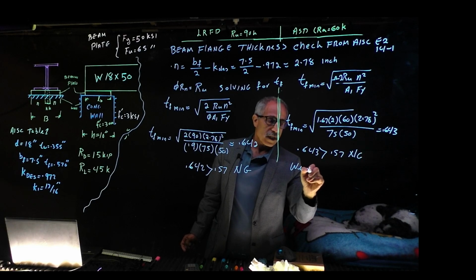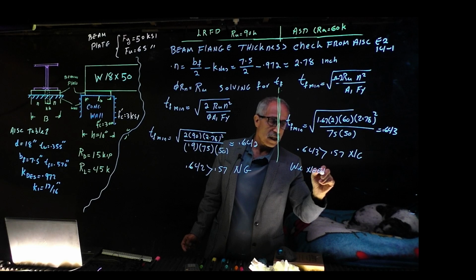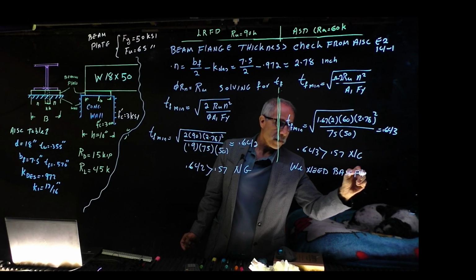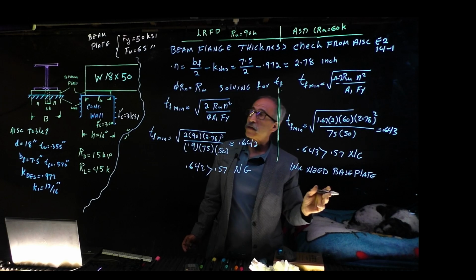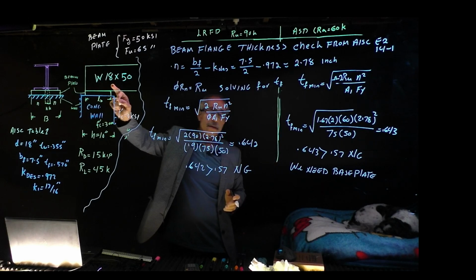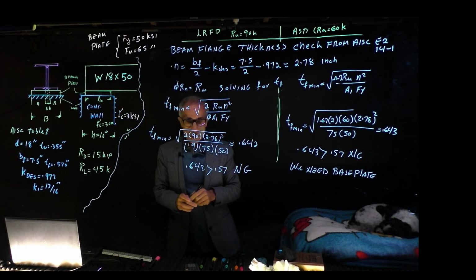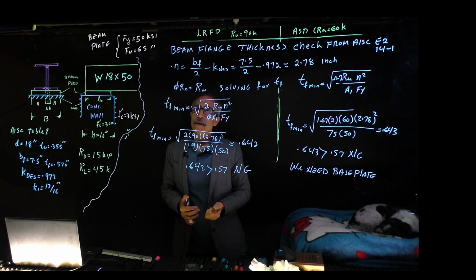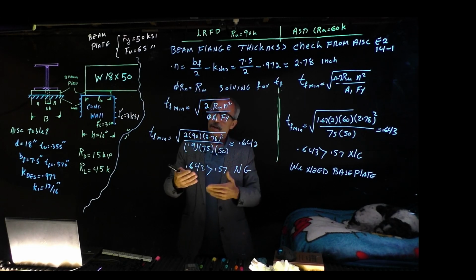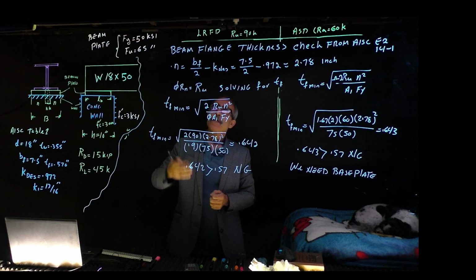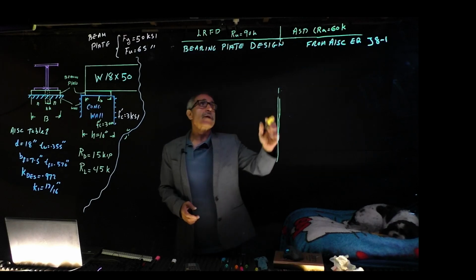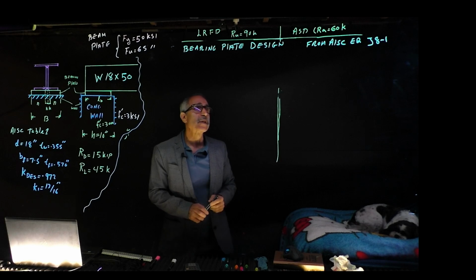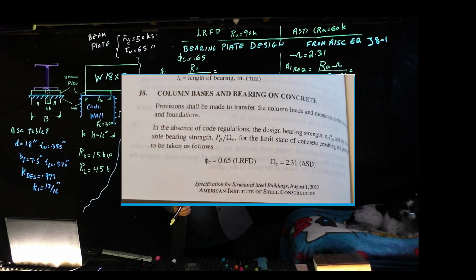We need a base plate. It's easier this way than to go ahead and get a bigger beam. So let me erase this, and then we go ahead and design the base plate. With all these equations, we check to see if we need a base plate. Yes, we do. Let's design the base plate. Let's go to AISC's equation J8-1 and take a look at that manual.